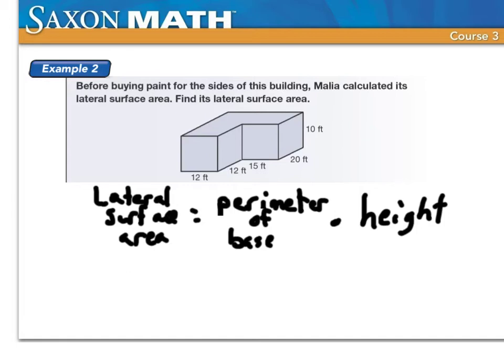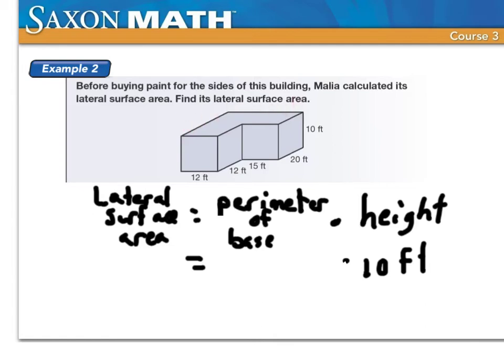Well, the base of this object is the top or the bottom. Okay, the height is pretty easy to see. The height is 10. Okay, so my height here is 10 feet. Okay, but I need to figure out the perimeter of the base. I need to add up all the sides of this base.